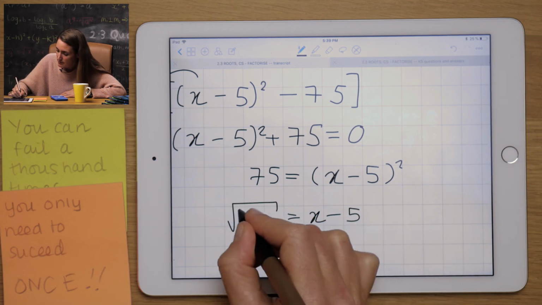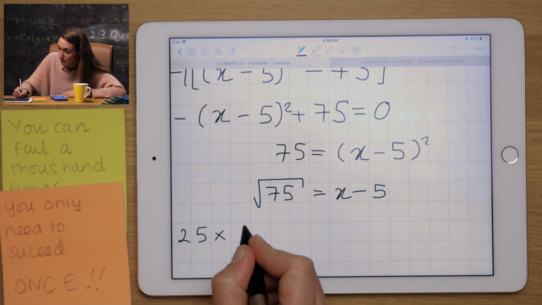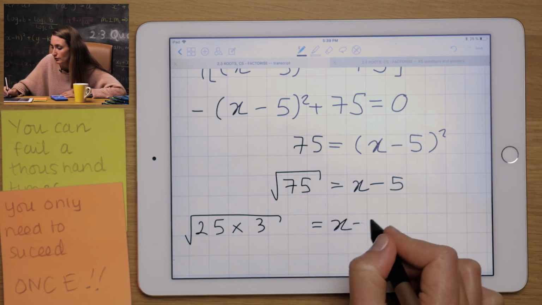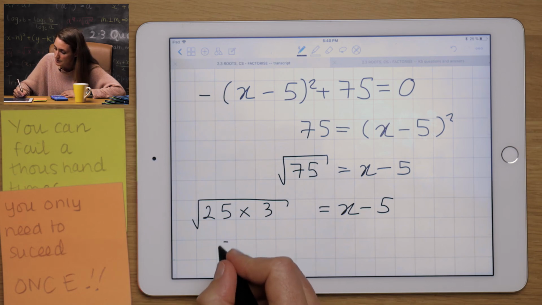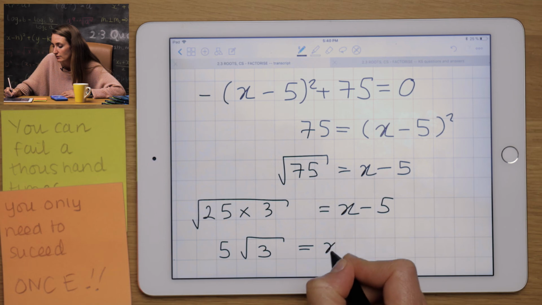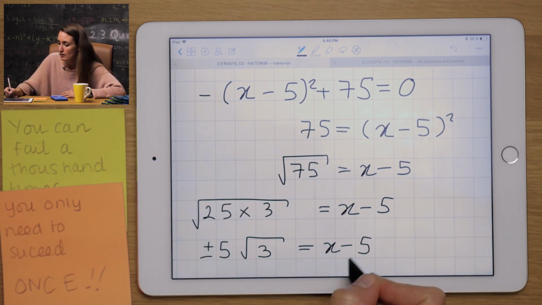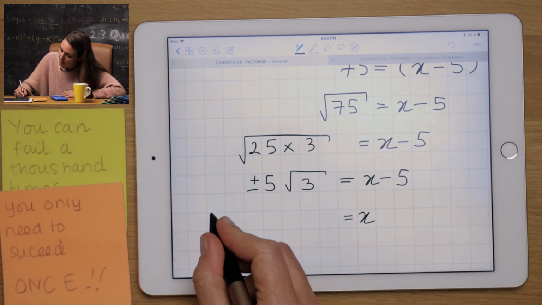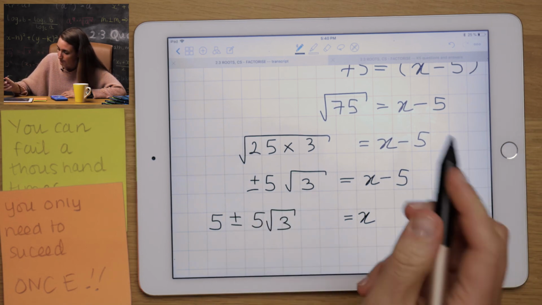And the square root of 75, you can simplify that because that is 25 times 3. If that's confusing you, you need to go back and watch my series about surds. So this will end up being 5 square root 3 is equal to x minus 5. And for the final answer, don't forget the plus minus. If you move the minus 5 to the other side, you'll have 5 plus minus 5 square root 3.